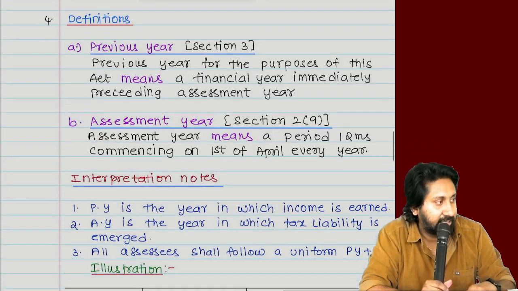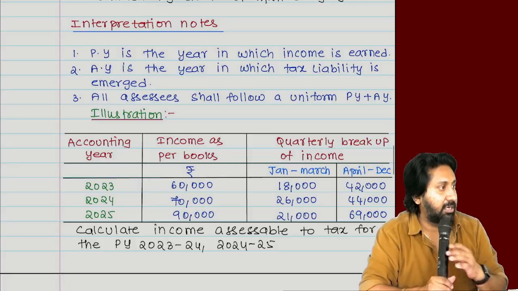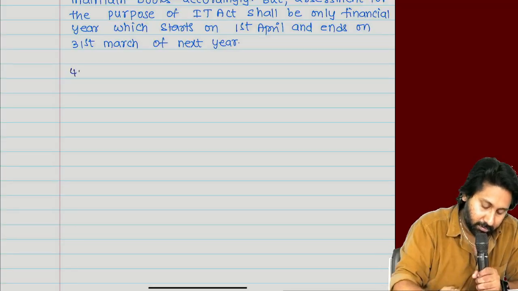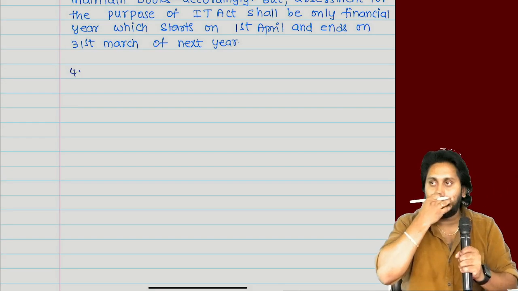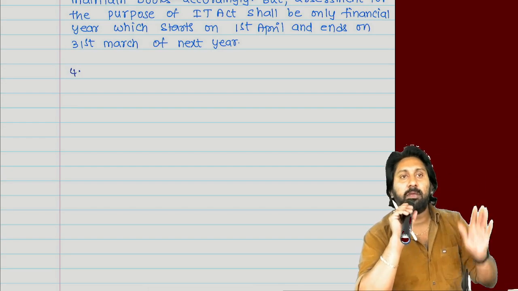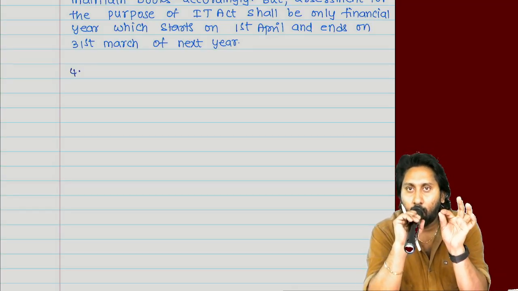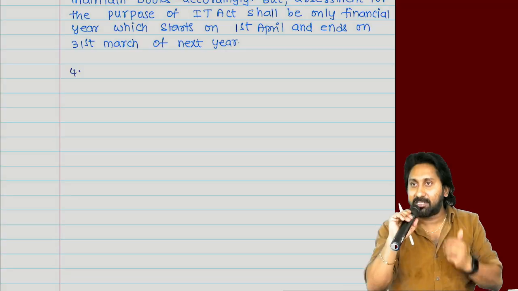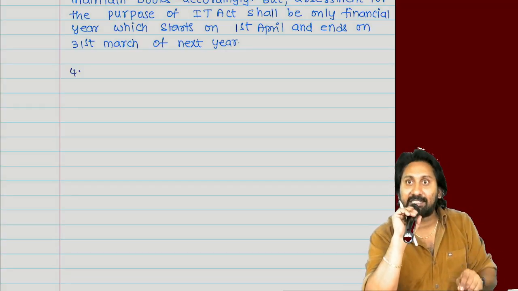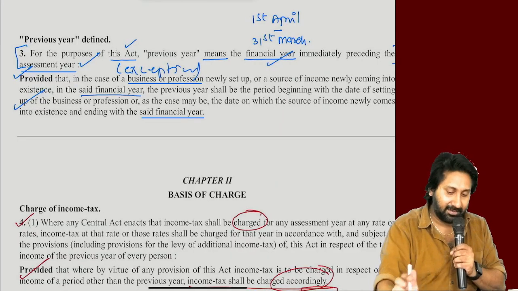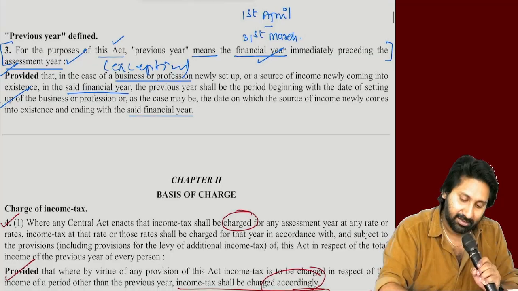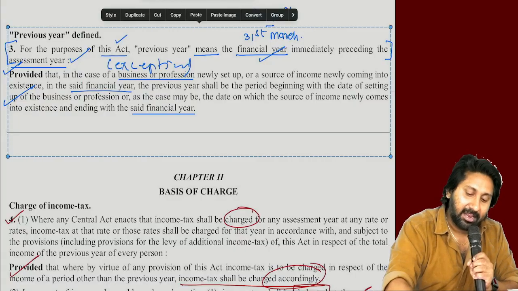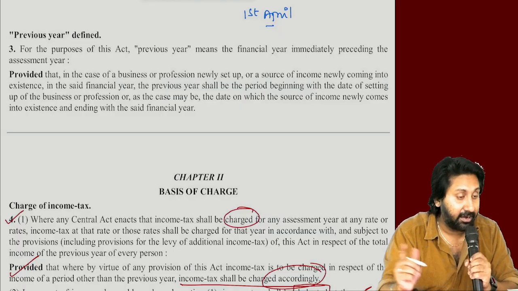So what did we complete now? Previous year, assessment year, the interpretation notes, 3 points we completed now. The 4th point. Okay? I will ask a question, tell me. Can one person have 2 different previous years in the same year? Yes, there is a proviso. Read again. That means you did not read. What you see is what you did not understand. So please read again.